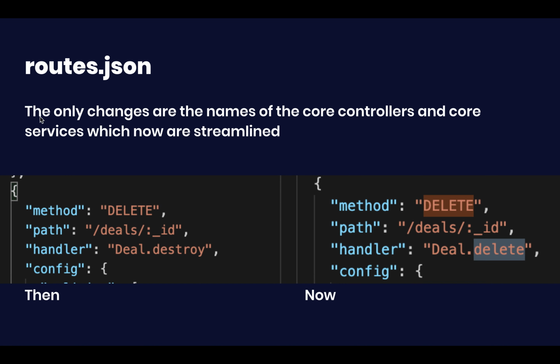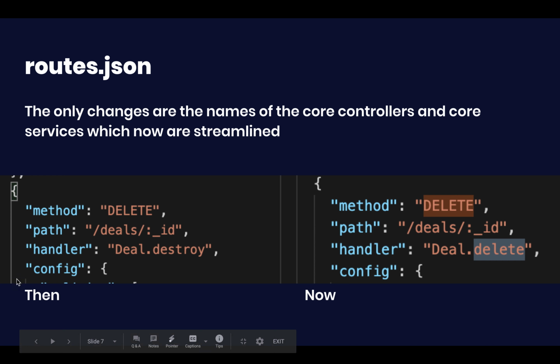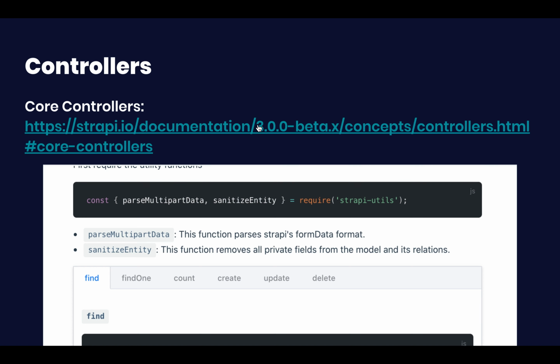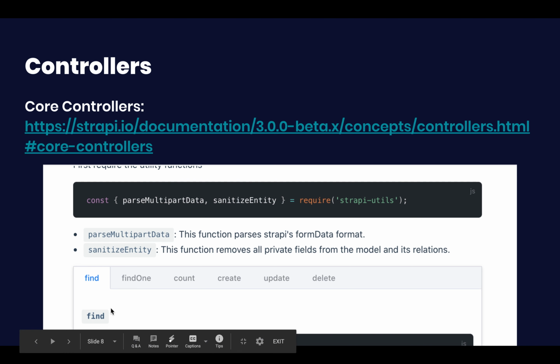The only change you're going to have to apply to your routes.json is that previously you would have a handler called destroy. The new handler is called delete. It comes from a place of streamlining. All services and controllers have been streamlined. They now have names that kind of make more sense. So you have the find and find one, which replace the fetch all and the fetch. And then the other ones, I think they were called edit and create. I think create is still create, but it used to be edit for the update, and now it's called update. And the delete used to be called destroy, and now it's called delete.